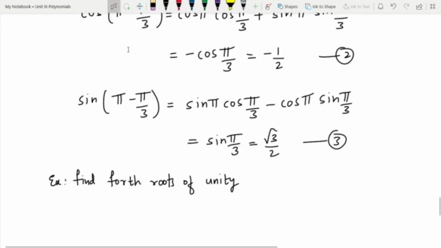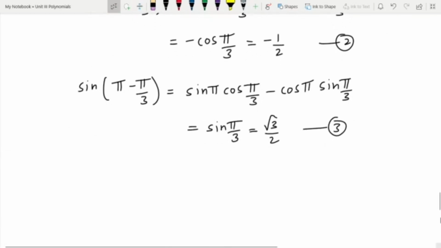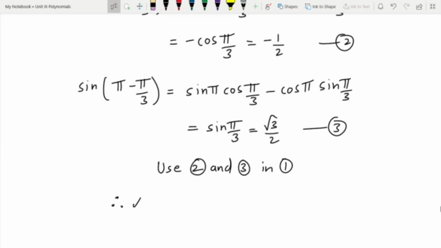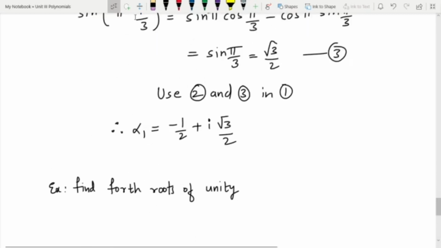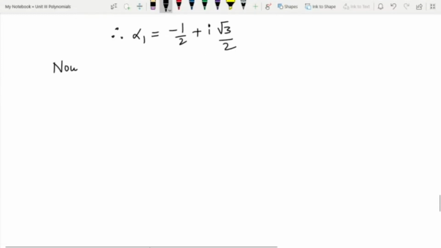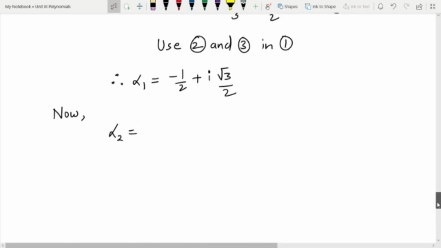Now we are going to use these values of sine and cos, that is 2 and 3, in 1, and therefore we'll get alpha 1. So alpha 1 will be minus half plus i root 3 by 2. Now we have to find the value of alpha 2. In order to get alpha 2, we have to put the value of m equal to 2.